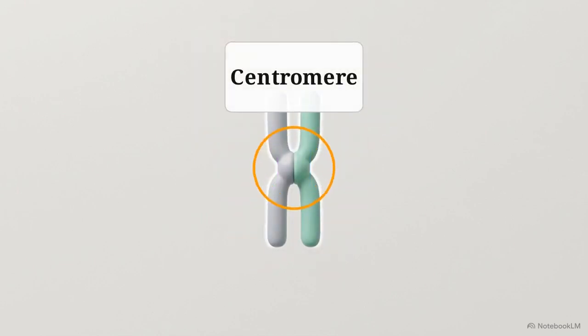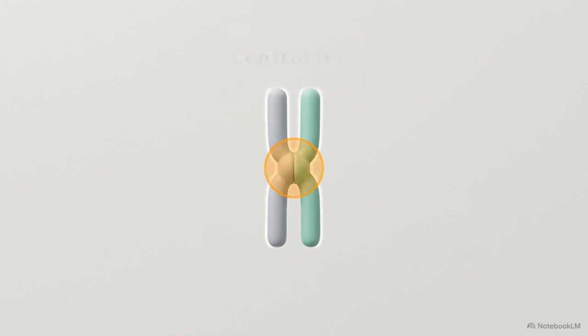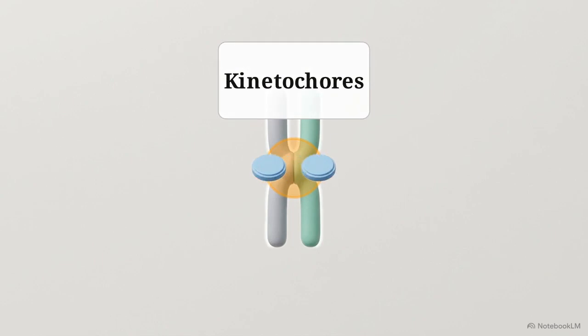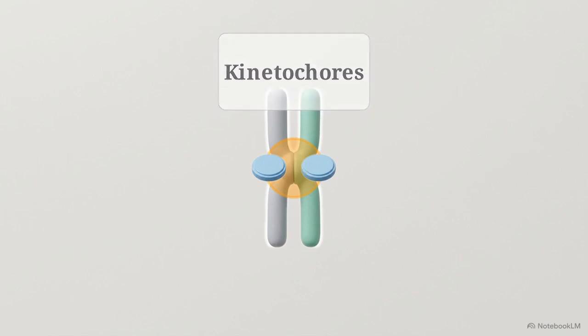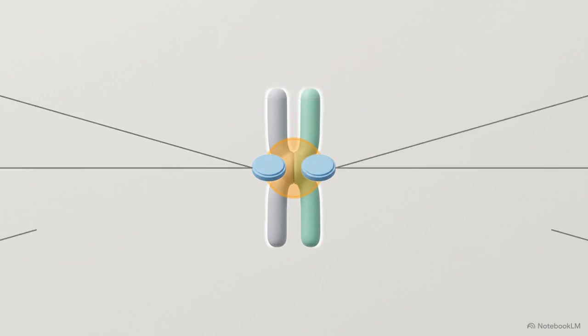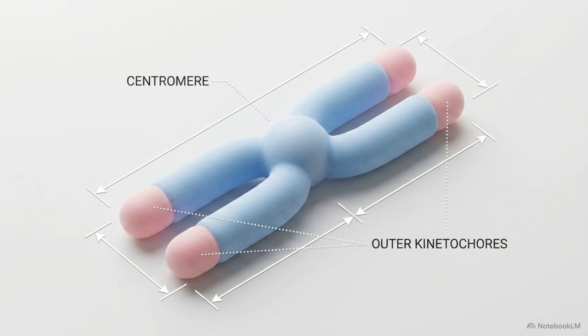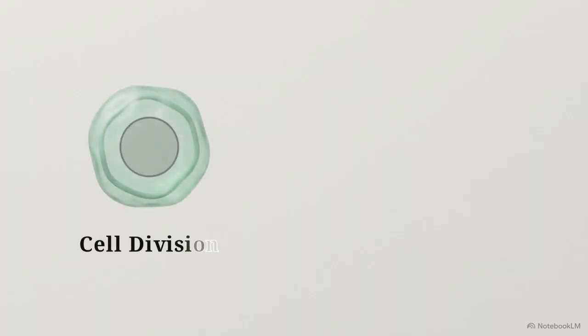These sister chromatids are held together at a structural pinch point called the centromere. On the outer edges of the centromere, the cell assembles two protein discs called kinetochores. These serve as the attachment sites for the fibers that will eventually move the DNA. Understanding this chromosomal architecture is necessary, as these structures provide the physical framework for the mechanical sorting in the next phases.